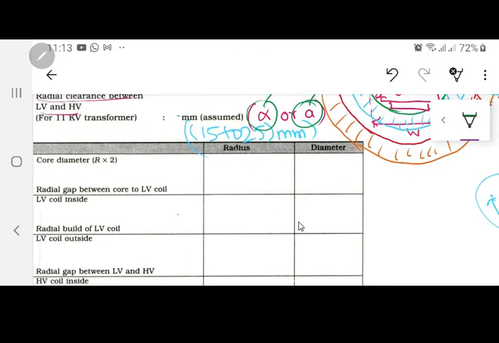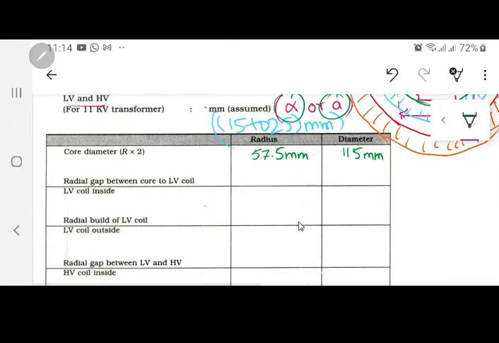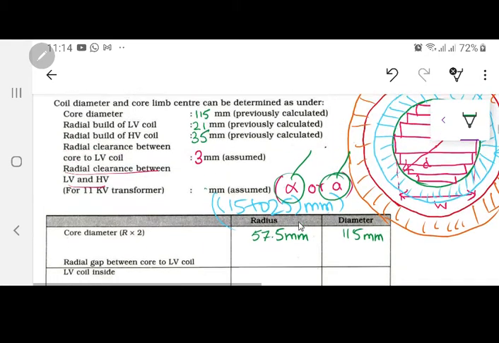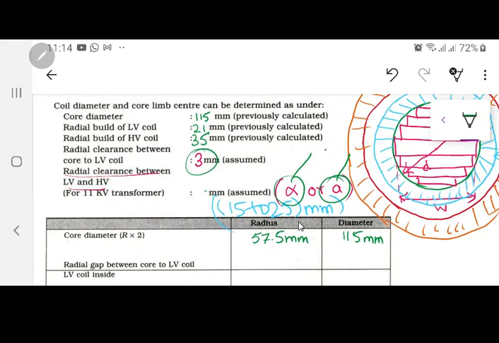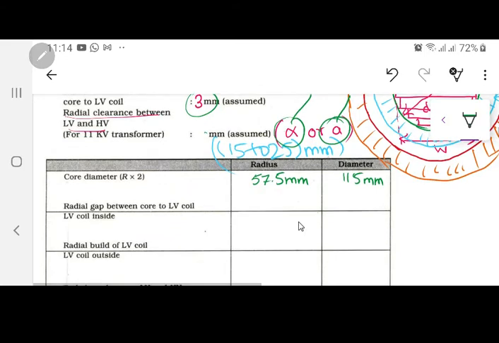50? Not 52, 57.5 mm. Okay. And the diameter will remain as 115 mm. Next thing, the radial gap between the core and the low voltage coil. This is again the same distance, 3 mm, which we have already. The cylinder over there is going to be placed over there.